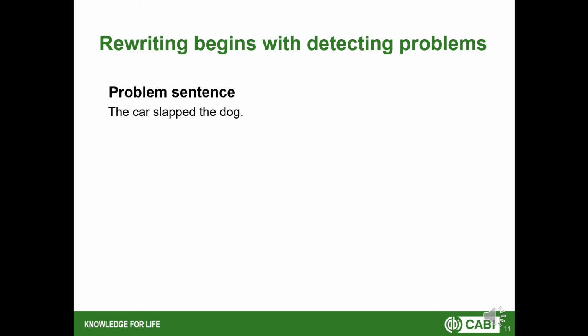So let's look at some examples. Here's a problem sentence. The car slapped the dog. That does seem to be a problem since cars don't slap. What is the problem with that sentence? Would it be okay if you said the car hit the dog? That would be okay. Or if you said the man slapped the dog, that would be okay. So in that first original sentence, the car slapped the dog, the problem is word choice.